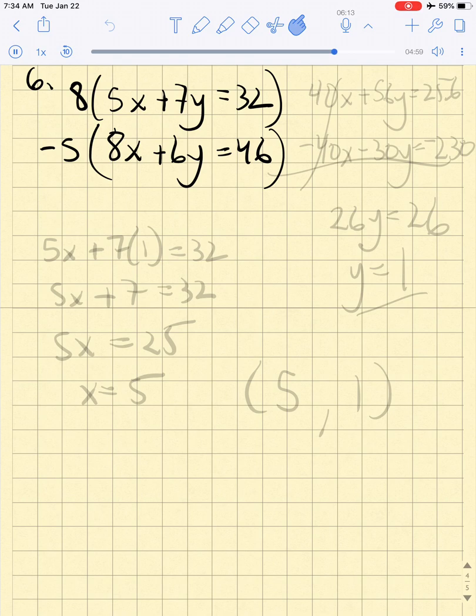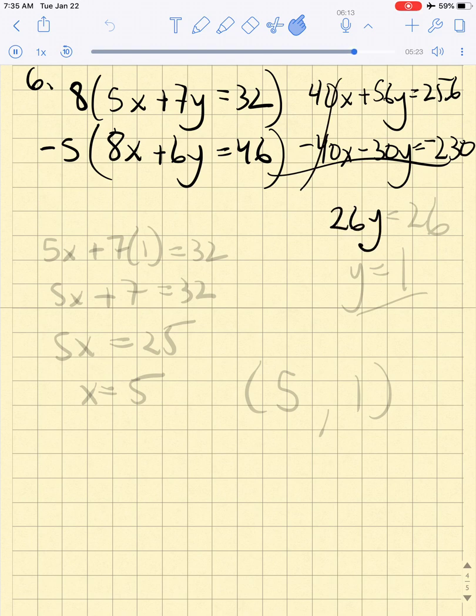So the first equation becomes, I'm going to do it on the right-hand side here, 40x plus 56y equals 256. The second equation becomes negative 40x minus 30y equals negative 230. If I sum these, the x's cancel, and I'm left with 26y equals 26. So y must be equal to 1.